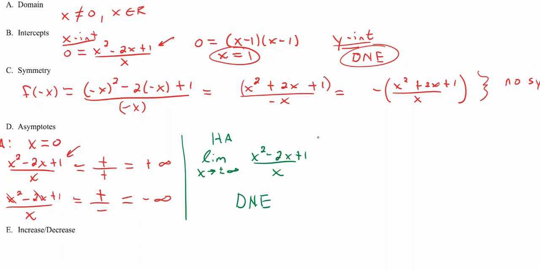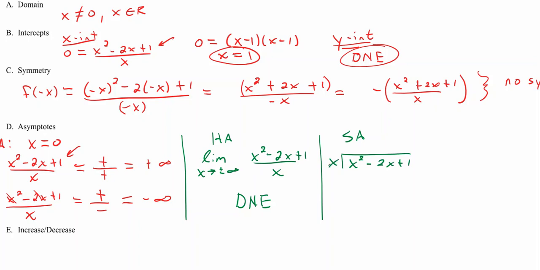So if it doesn't have a horizontal asymptote, we've now learned that it could still have a slant asymptote. So let's figure that one out. For a slant asymptote, the way we do it is we actually just divide, right? We'll divide the top polynomial by the bottom. So we'd write that as x squared minus 2x plus 1, and then x.